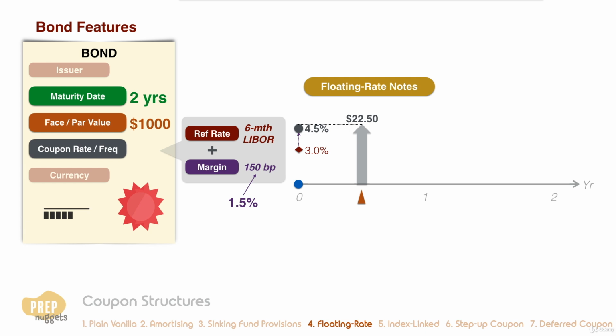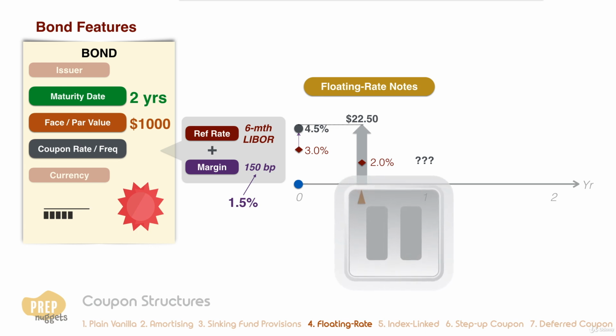Now let's say the 6-month LIBOR drops to 2.0%. Are you able to calculate the coupon payment at the 1-year mark? Pause the video now and work out your answer.